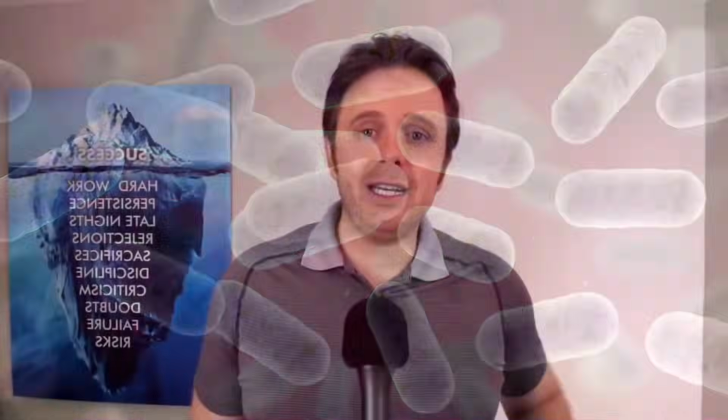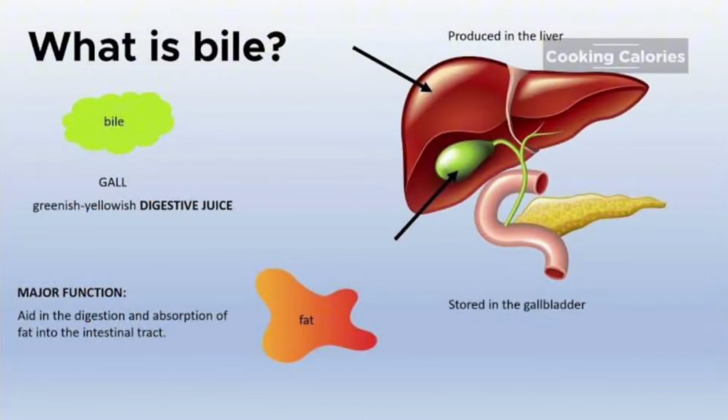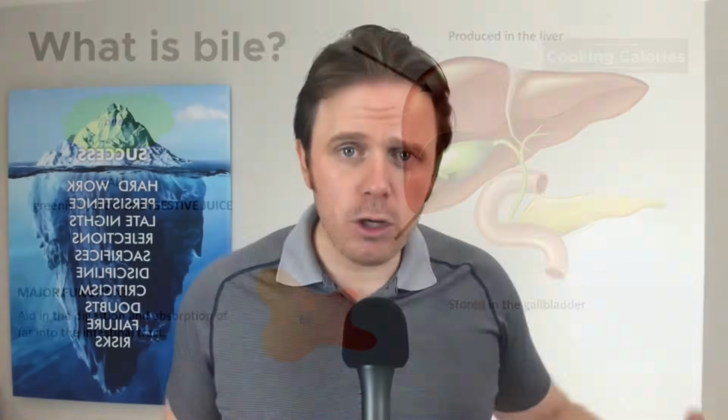So one of the big things we see in SIBO is there tends to be poor gallbladder function and/or not enough bile being produced from that gallbladder, right? Bile is actually made by the liver, goes down the common hepatic duct into the bile duct, and it's concentrated in the gallbladder.